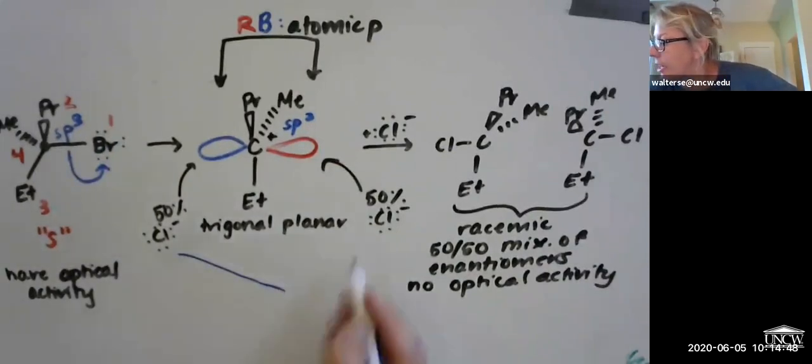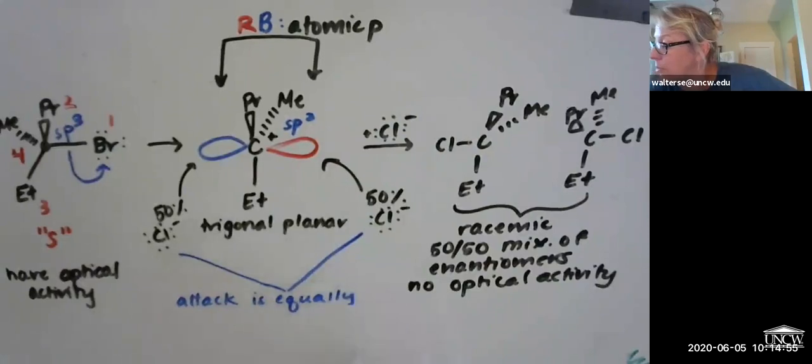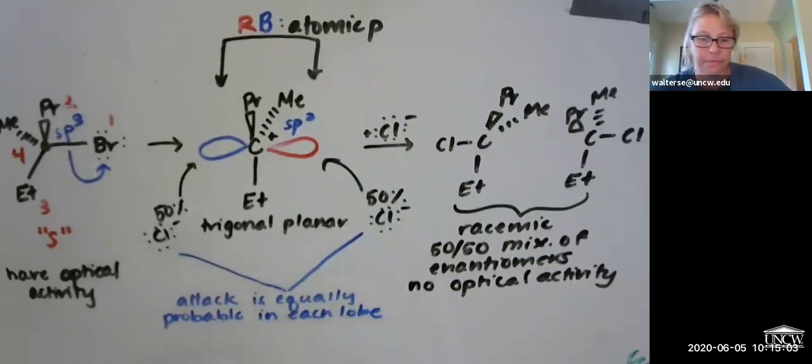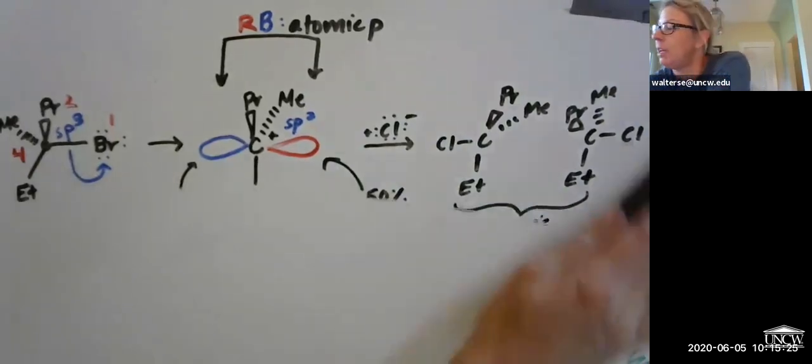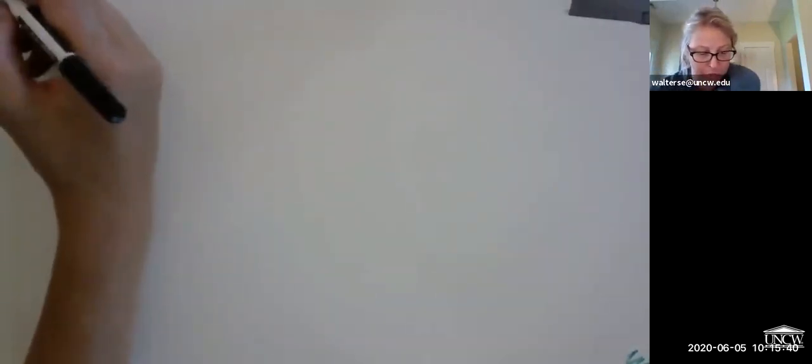So this attack that's shown here is equally likely, or equally probable, into each lobe. Okay. There are questions about that. Okay, so let's look at the substrates, which at this point should be pretty much just a review if you sort of understood what I was saying.